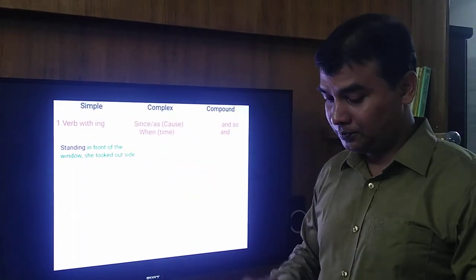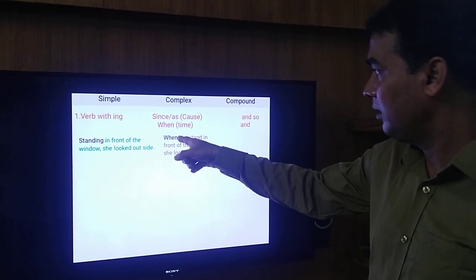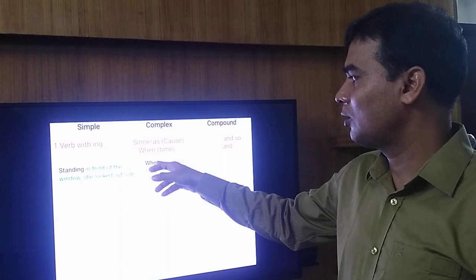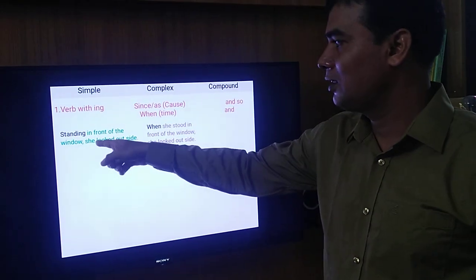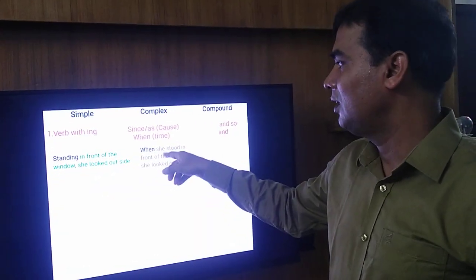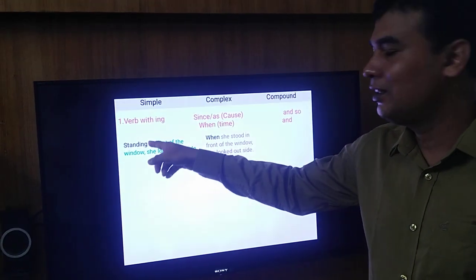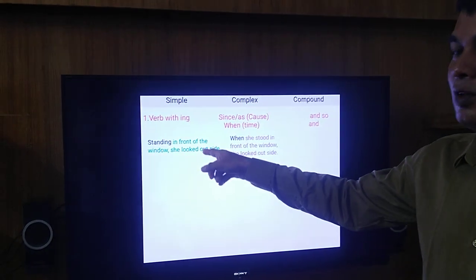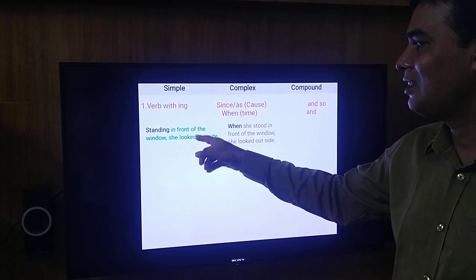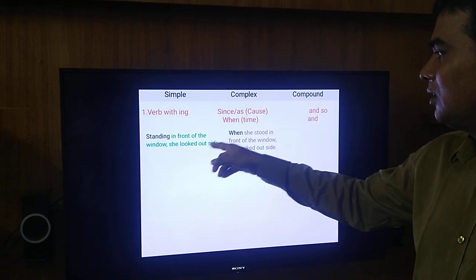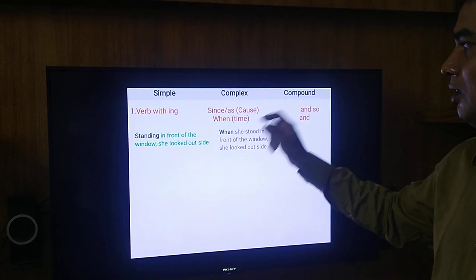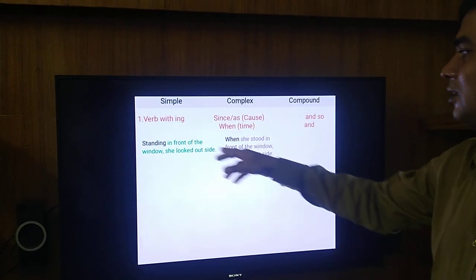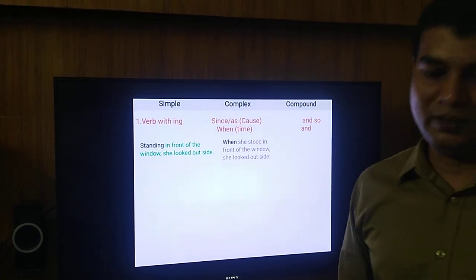So you can start with when. Okay, and now remember subordinate clause. First of all, subordinate conjunction, then subject. And in this sentence, subject is she, and then verb. Here, standing is a verb, but we have to write it according to the tense of the principal clause. The principal clause is in past tense, and that's why you have to write down stood, and then the additional words. When she stood in front of the window, then the principal clause, she looked outside.